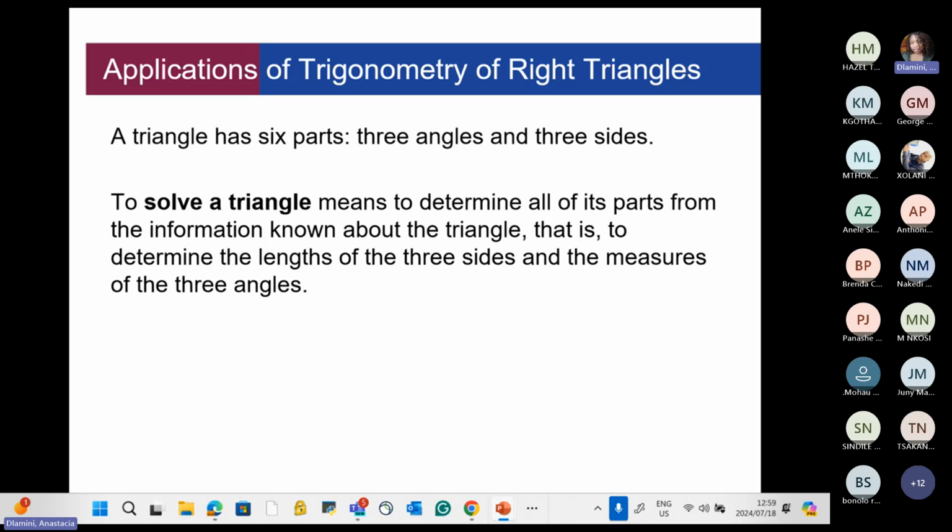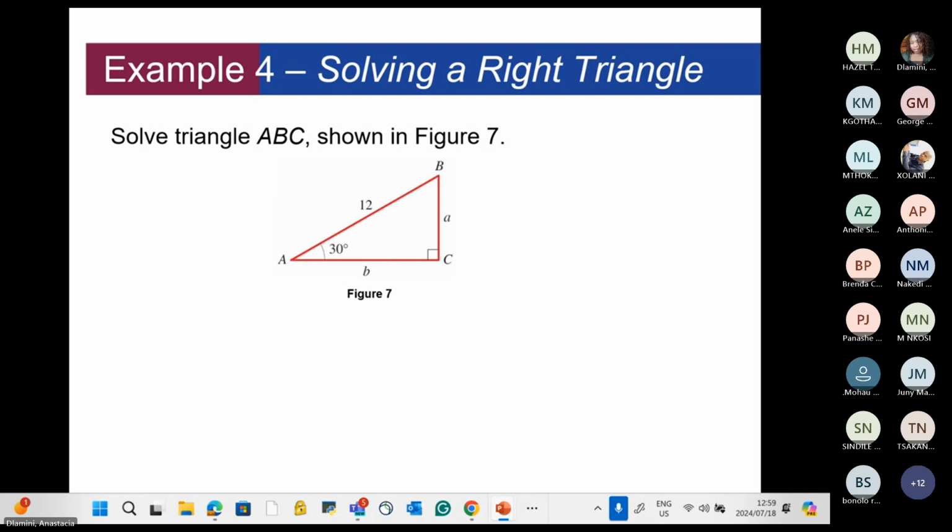Now, if they say solve a triangle, they mean that you need to determine all of its parts from the information known about that triangle. That is to determine the length of the 3 sides and the measurements of the angles. Are you all together? Yes, ma'am. So if I say in the exam, solve triangle ABC, I mean that I want you to go find this side, which is A, this side, which is B, and sometimes I would even say angle B.